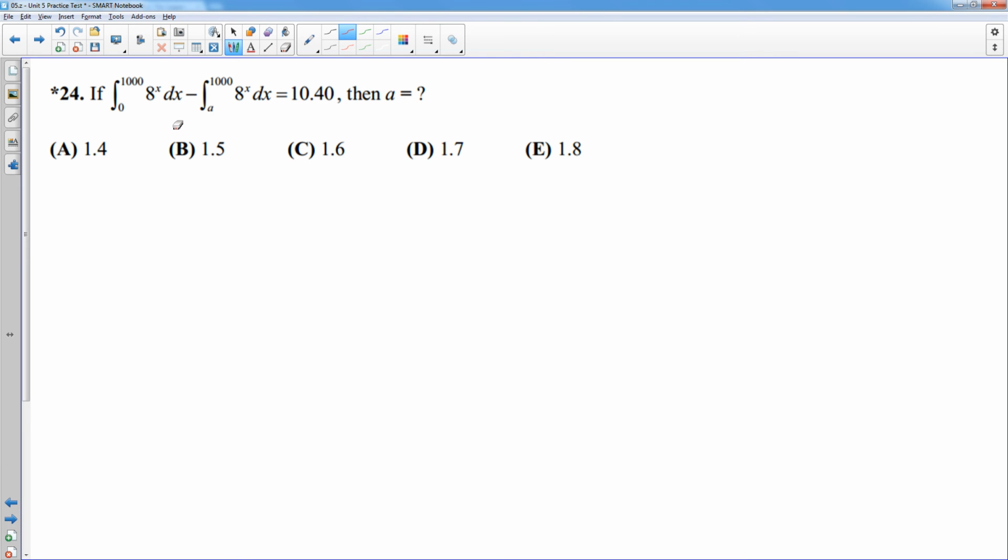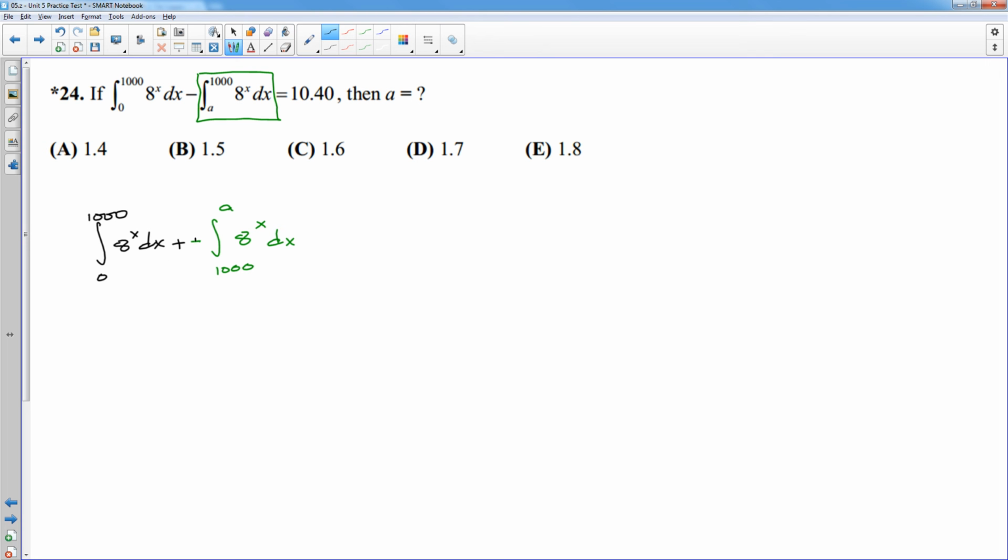24. I'm going to play with a few properties of integrals here. I'm going to change this integral right here to the negative integral from 1,000 to a of 8 to the x dx, and I'm not going to change the rest of the problem. Now the reason I'm doing this, and I'm actually subtracting that, is because I now have created a minus and minus.